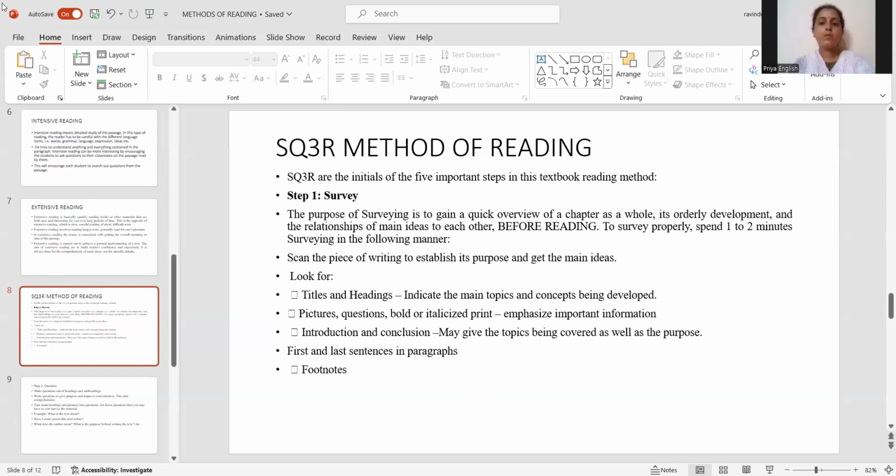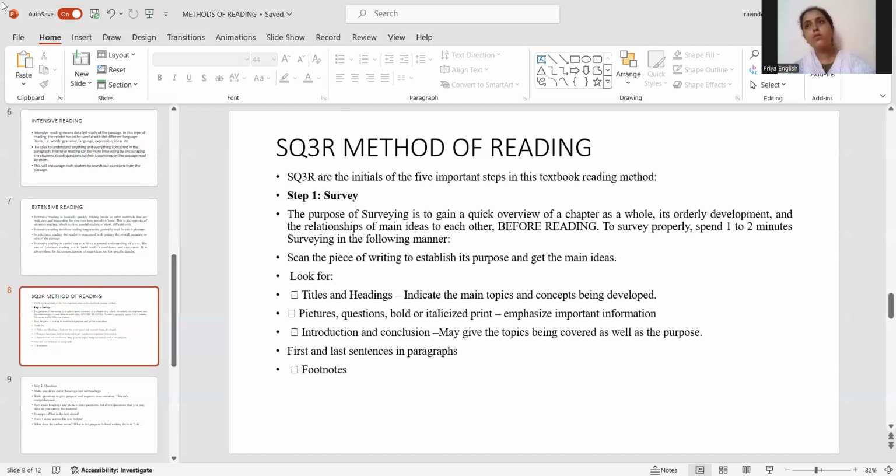So what we tend to do is we just want a quick overview of that thing. Okay, we just want to get a quick idea of that particular thing. So the purpose of surveying is to gain a quick overview of a chapter as a whole, its orderly development, and the relationships of main ideas to each other. So before reading, what do we do? We just want to do the survey of the text.